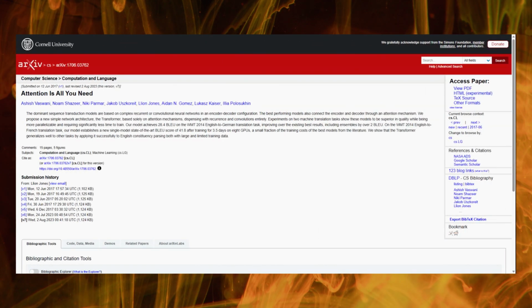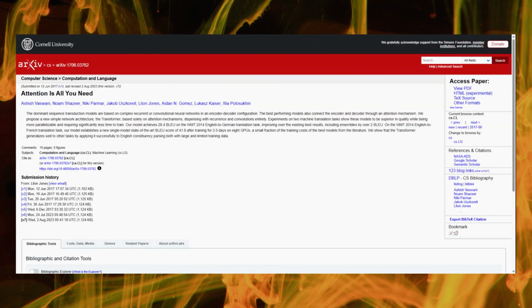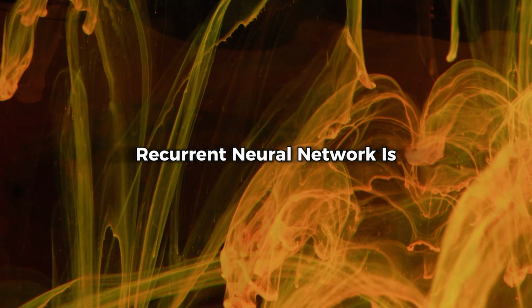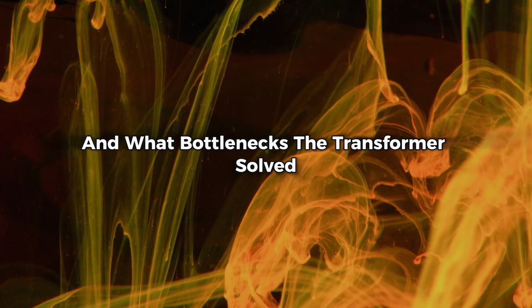Modern LLM history starts in 2017 with Google's Transformer paper, and the study Attention Is All You Need. But to understand why it was a shock, you have to know what an RNN, a recurrent neural network, is, and what bottlenecks the Transformer solved.